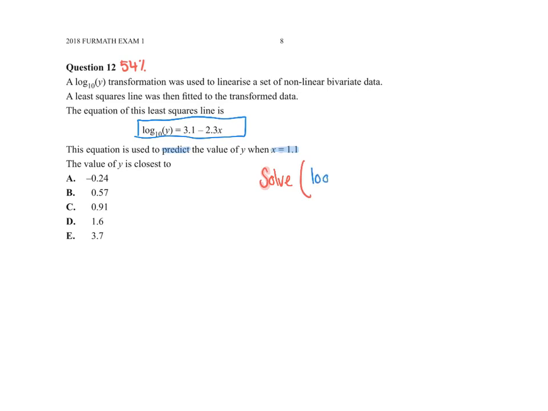So it's log 10y equals 3.1 minus 2.3 times x, which is 1.1, and just go comma y. Because that formula is a formula for log 10y, not just y by itself. So if you use the solve, you'll be able to get the correct answer, which is E. So just always use solve. Doesn't matter if they're giving you an x or a y on a transform equation, just use solve.